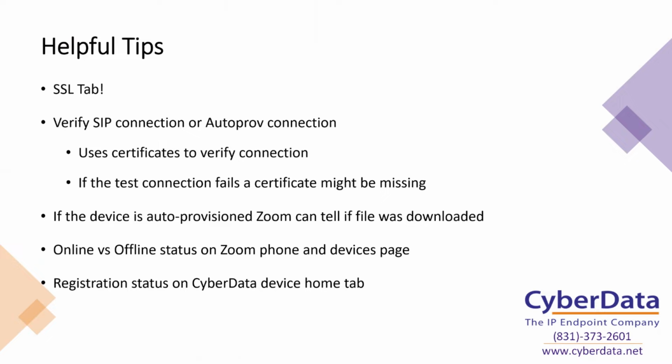Now that we've gone through all of the different setup options, let's talk about some helpful tips that can be useful if you run into issues and you're trying to troubleshoot. The most important feature in either doing TLS connection or doing auto provisioning is going to be one of the tabs on the CyberData web interface, what we call the SSL tab. This tab is going to have that device certificate that we've been talking about at length, but it's also where the device stores all of its CA certificates. Without getting into a long explanation, that's how we verify Zoom is Zoom. That's where all these different certificates are.